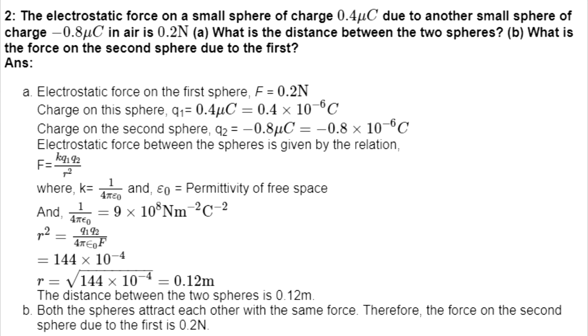So using the equation F is equal to K Q1 Q2 by R squared, where the medium between the two charges is air, you can find the value of R, which comes around 0.12 meter. One sphere is positive, another is negative, so the force between them is attractive. Another thing is that equal force acts on each particle. So the force on the other sphere due to the first is also equal to 0.2 Newton.